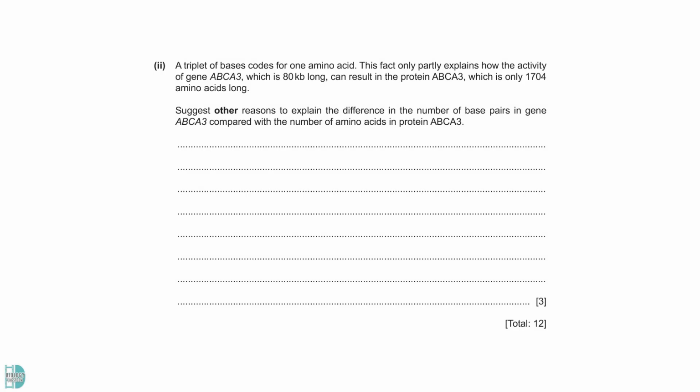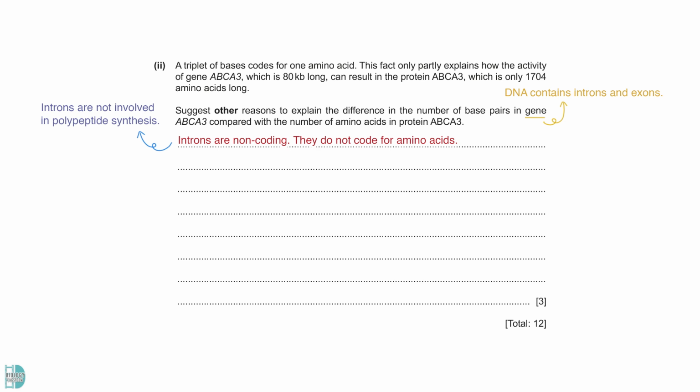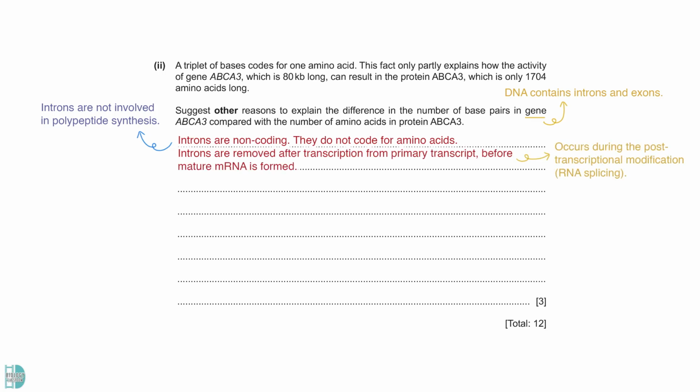D2 wants you to suggest why the number of base pairs in a gene is way more than the amino acids it codes for, apart from the fact that a triplet base codes for one amino acid. There are introns and exons in our DNA. Introns are the non-coding sequences that do not code for amino acids. They are not involved in polypeptide synthesis. They are removed from the primary transcript to form the mature mRNA during the post-transcriptional modification.